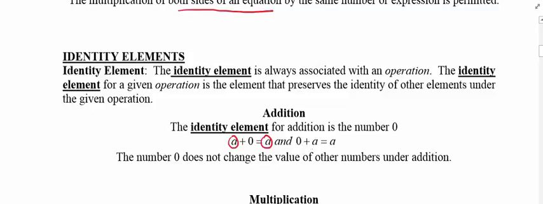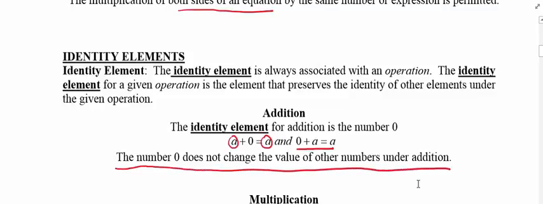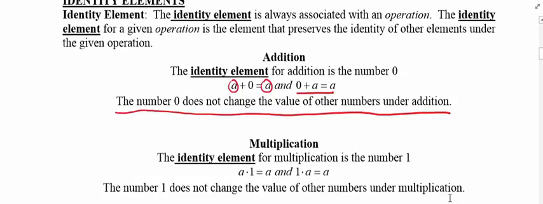The same thing is true right here. You'll just see that they've switched the direction of the 0 and the A. Okay, so right here it says the number 0 does not change the value of other numbers under addition. Now for multiplication, the identity element will change. The identity element for multiplication is the number 1, because, let's say I start with A again. If I multiply by 1, I still have A. Okay, the only difference here that I just underlined is that the A and the 1 have switched places. Okay, so the number 1 does not change the value of other numbers under multiplication.